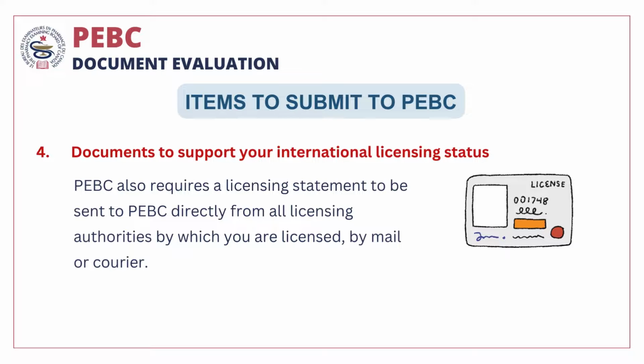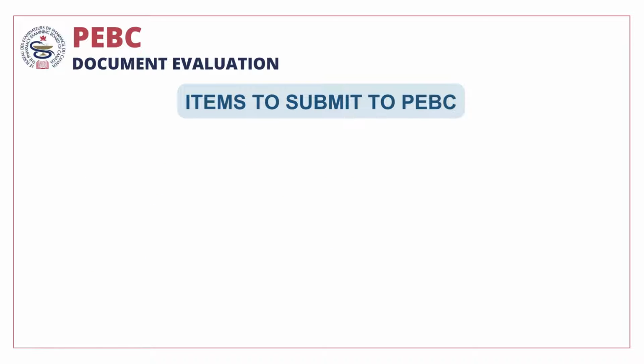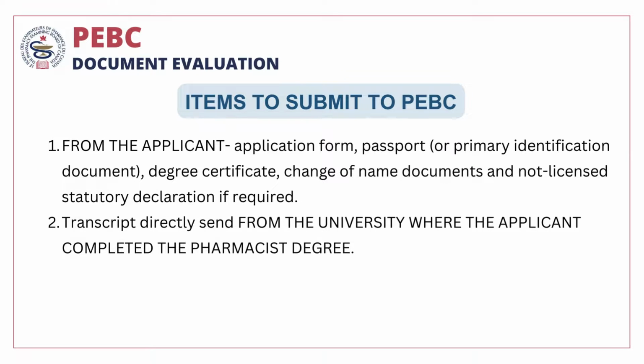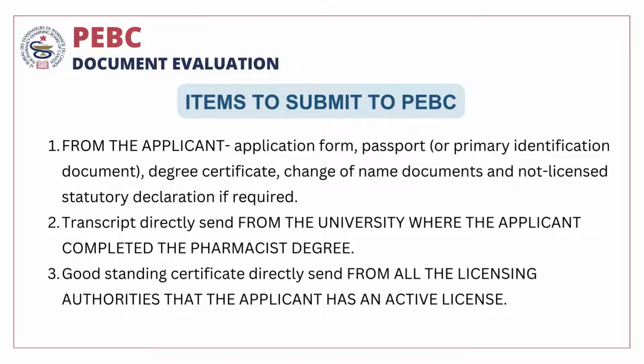So, the documents can be classified into 3. From the applicant: application form, passport or primary identification document, degree certificate, change of name documents, and not licensed statutory declaration if required. Transcript directly sent from the university where the applicant completed the pharmacist degree. Good standing certificate directly sent from all the licensing authorities that the applicant has an active license.